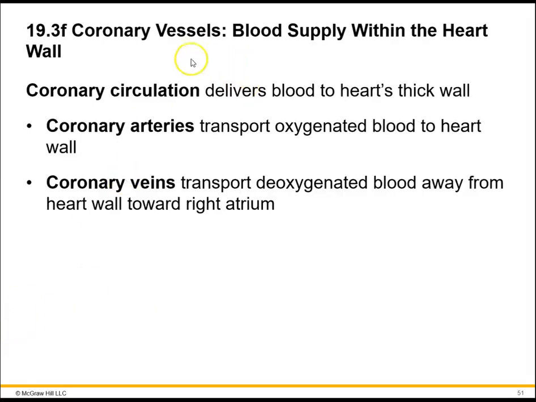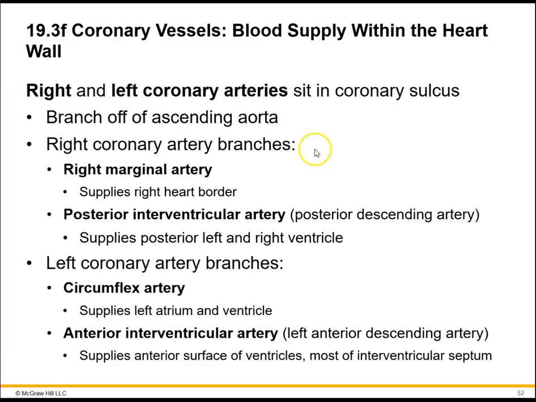All right, as we've mentioned, the heart is an organ, and so it needs its own blood supply. It needs to be supplied with oxygen and nutrients, and it needs CO2 and wastes taken away from it. And the circuit that does that is the coronary circulation. You're going to have the coronary arteries. These guys transport oxygenated blood to the heart wall. And you're going to have the coronary veins. These guys transport deoxygenated blood away from the heart wall back toward the right atrium.